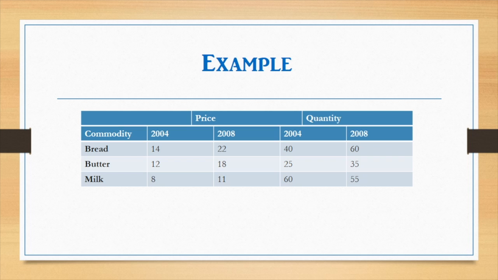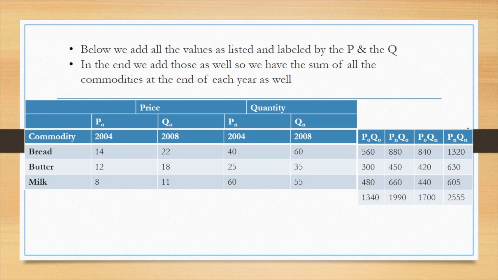So for an example, we have a commodity, here's the commodity, and the price and the quantity and all the labels are given. We have given numbers. So first we have to label all the commodities. There's PO and there's QO, there's PN and QN. So in order to get the answers for these, we have to multiply them accordingly as shown in the other side of the table.